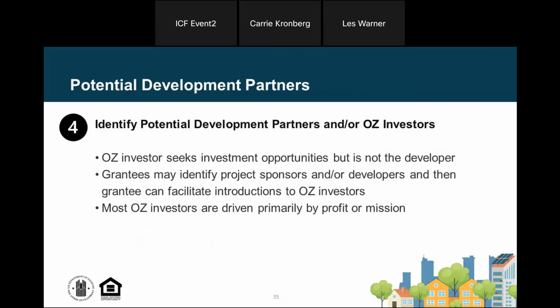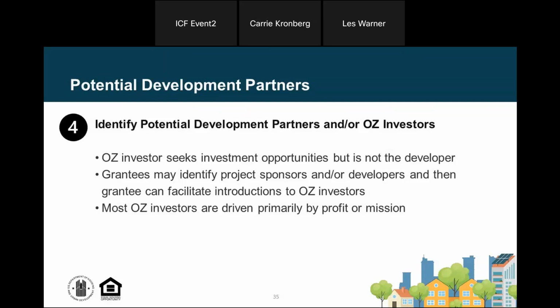When thinking about potential development partners, keep in mind that typically an opportunity zone investor is seeking investment opportunities and they're not a housing developer. So for grantees working to attract affordable housing development within an opportunity zone in their state, they should identify potential project sponsors or developers that are interested in pursuing a project. And then once identified, the grantee can facilitate introductions to opportunity zone investors, particularly if they've identified mission-minded investors.